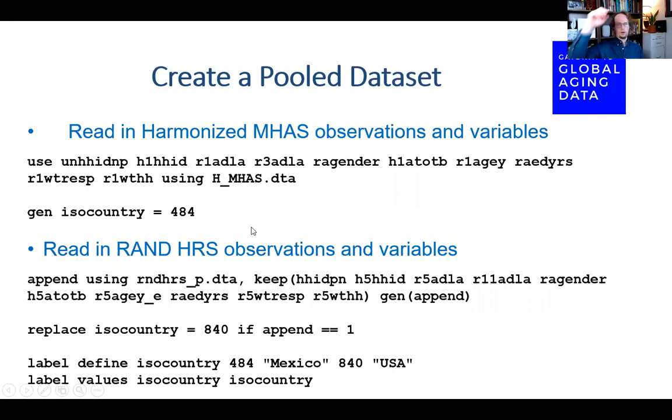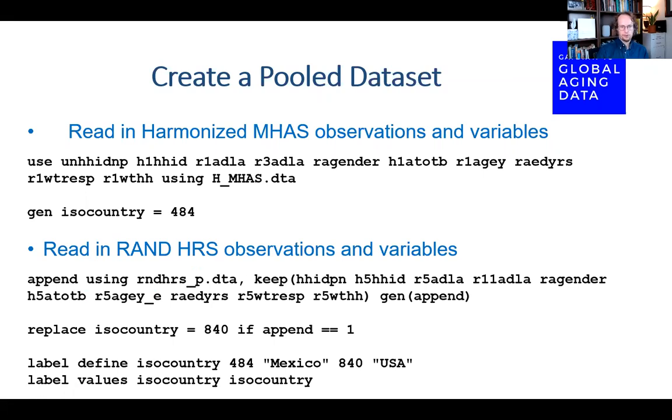We're also going to make a variable called ISO country, and that's going to identify all those observations which we just read in from the harmonized MHAS. We're going to give those a value of 484, that's the Mexico 3-digit ISO country code. Then we're going to read in the RAND HRS variables and observations, and to do this, we're going to use the append command. Use replaces the data that's currently in the data set for Stata. What append does is put the data that's read in below the data currently there, so it adds it to the data set.